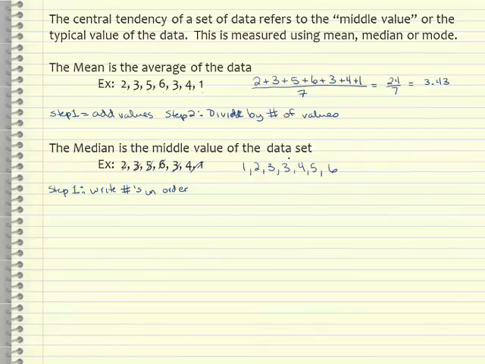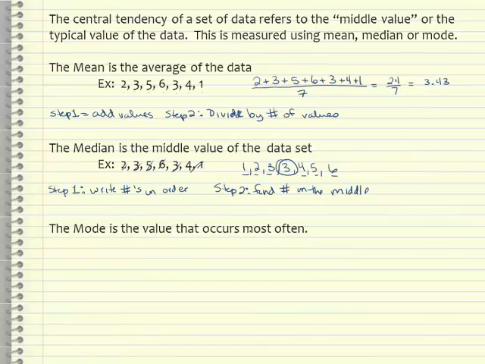The median is the middle value, so quite literally, we find the number in the middle. So I have, if I move the same number of spaces in, here's my middle number, that's the median. The mode is the value that occurs most often. 3 occurs twice, so mode would be 3 in this set.